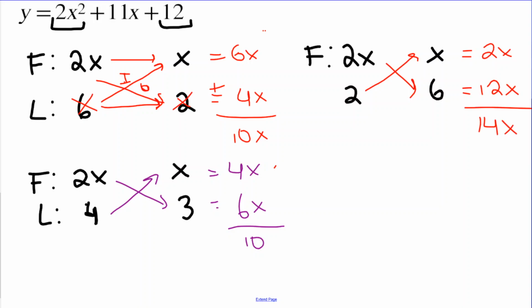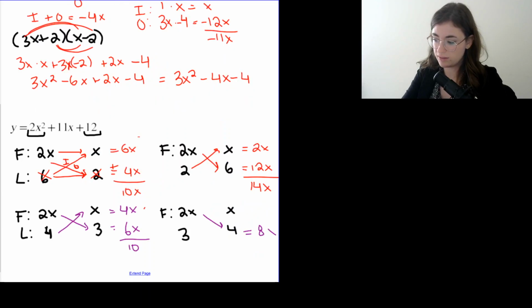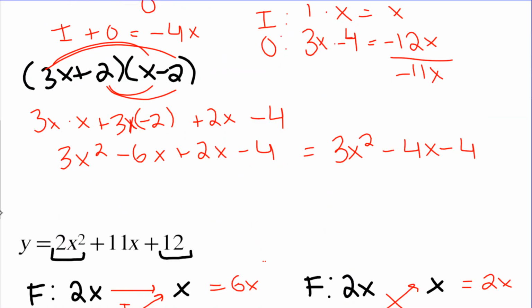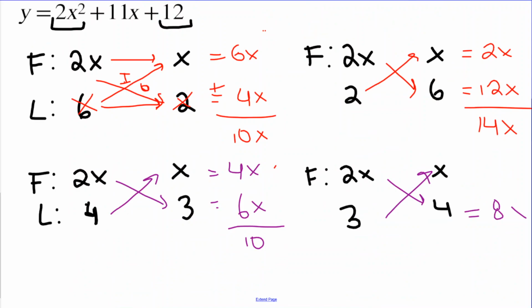But when we get to our last option, 2x times x, and I'm going to put the 3 first and the 4 after, we're now going to see that that inside product is 8x. That outside product is 3x. And those do have a sum of 11x.